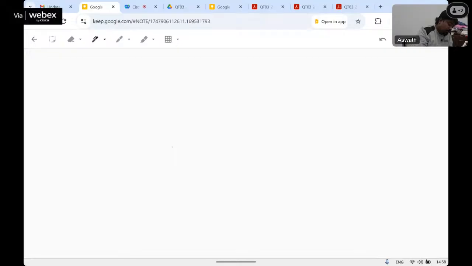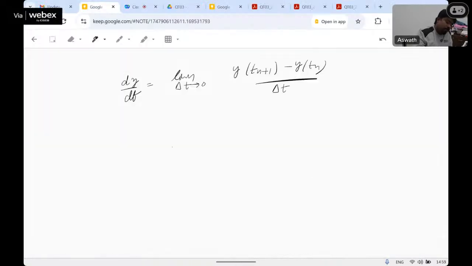Okay. So the derivative of y with respect to t is the limit as delta t tends to 0 of y at tn plus 1 minus y at tn, divided by delta t, where delta t is tn plus 1 minus tn. By the way, this is equal to f of y comma t, or f of whatever I'm substituting.